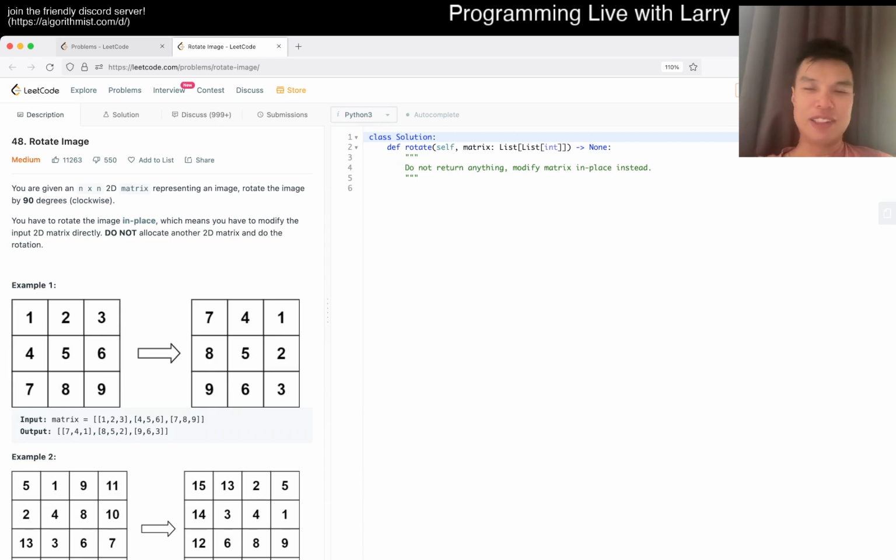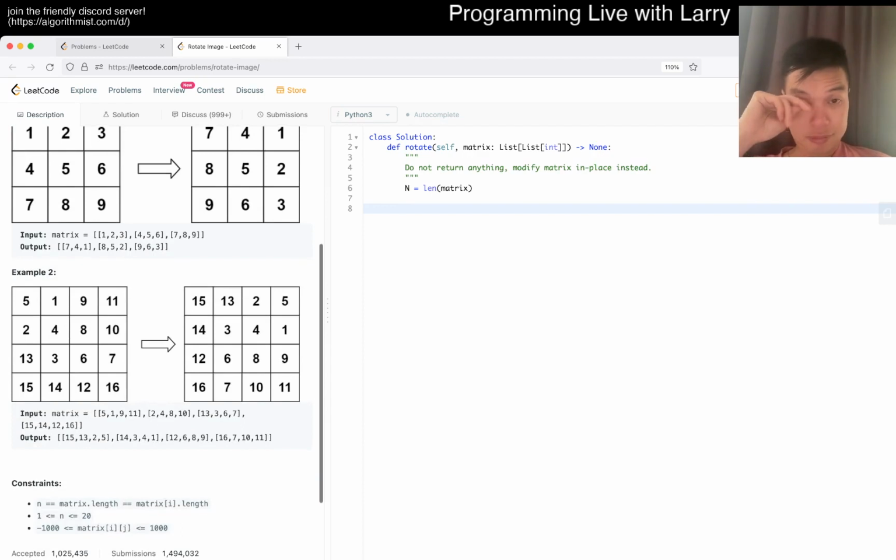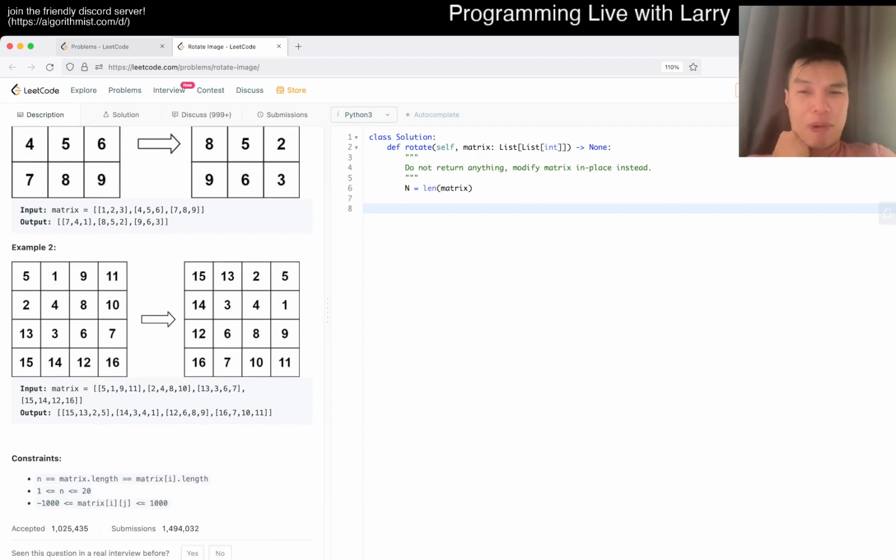Anyway, okay, let's do today's problem, rotate image. The first thing I always do is kind of set up the R and the C, but of course this is a square matrix, so that's set up as n. This is just, okay, left to right, right? Okay. I think the tricky part is that you have to modify in place.